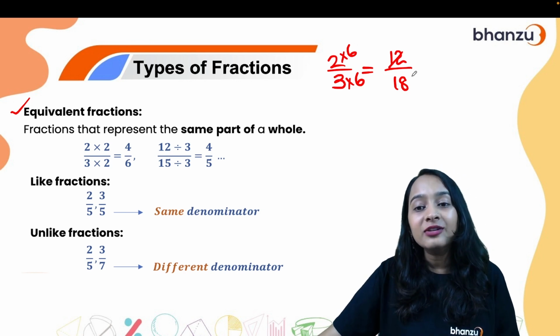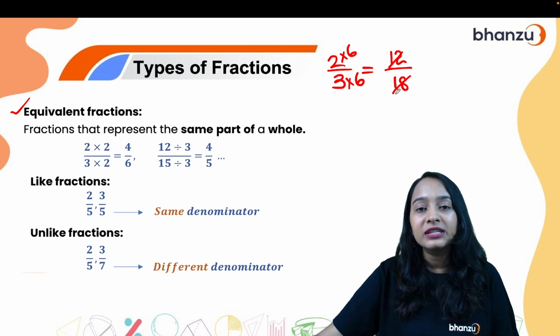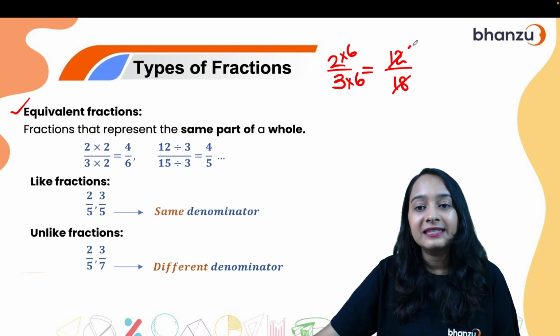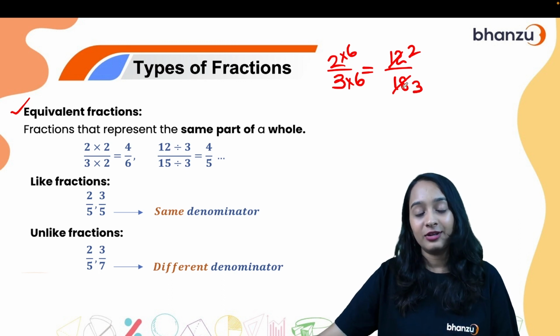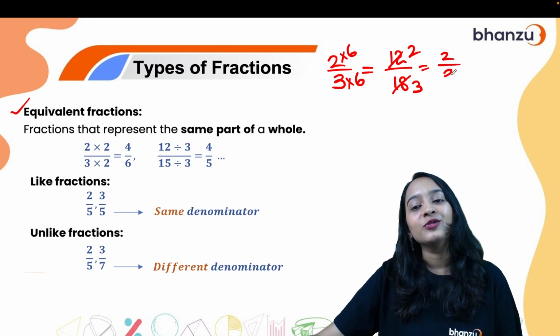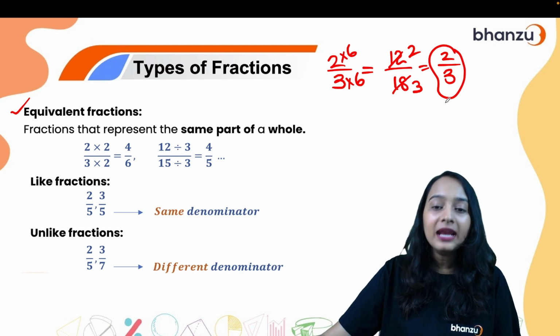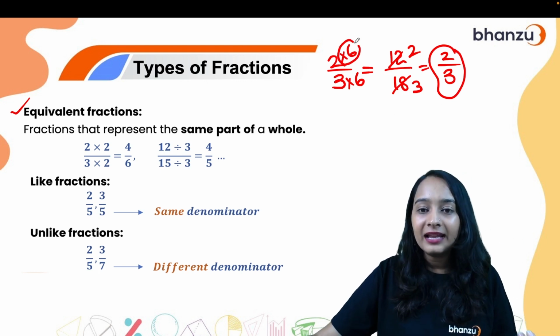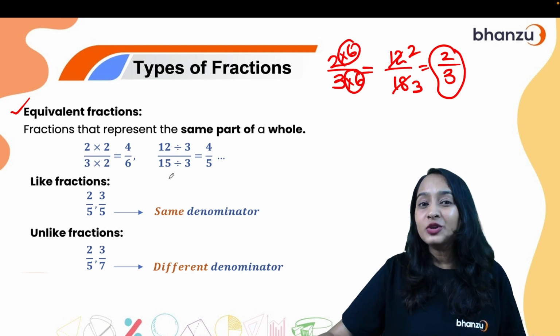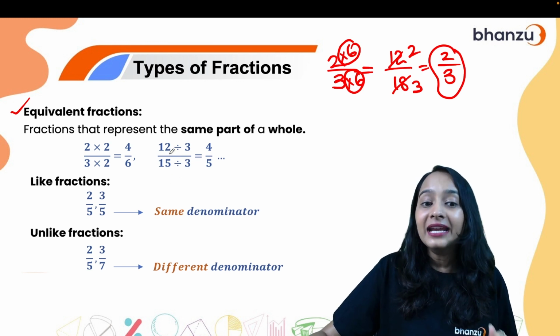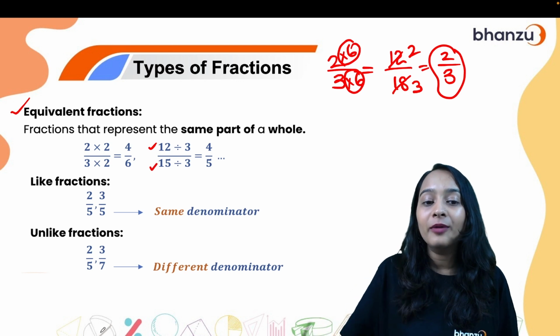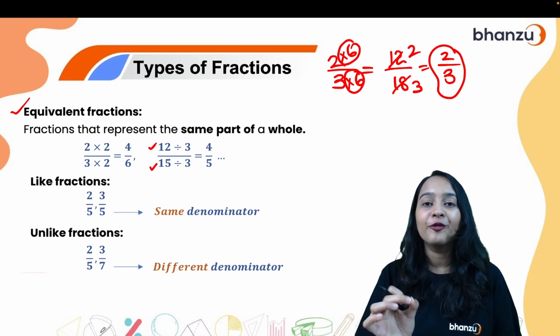Or if I try to simplify these two using your 6 table, 6 into 2 is 12, 6 into 3 is 18. So you're getting 2 by 3 back again, right? You can either multiply like how we did here, or sometimes you can divide also. So 12 by 15, when I divided the numerator and denominator with 3, I got 4 by 5.